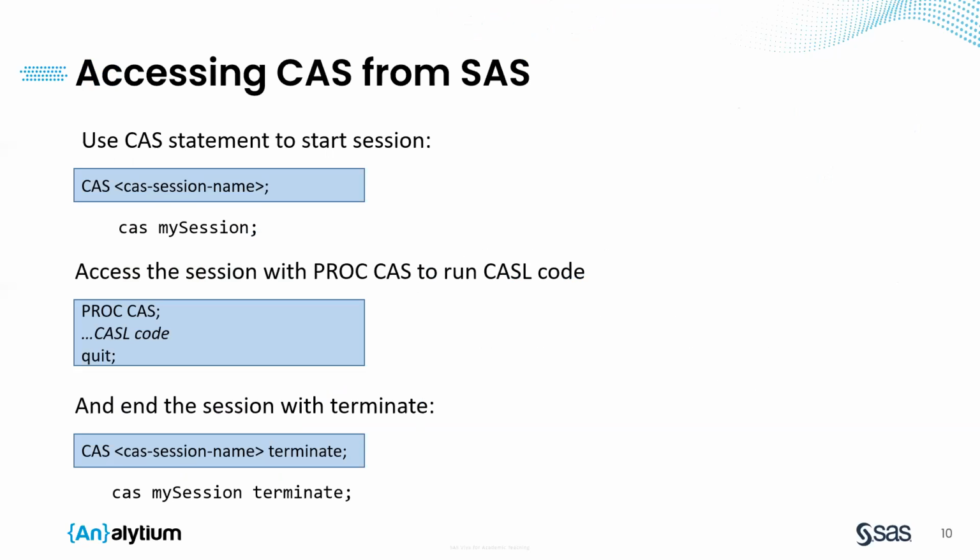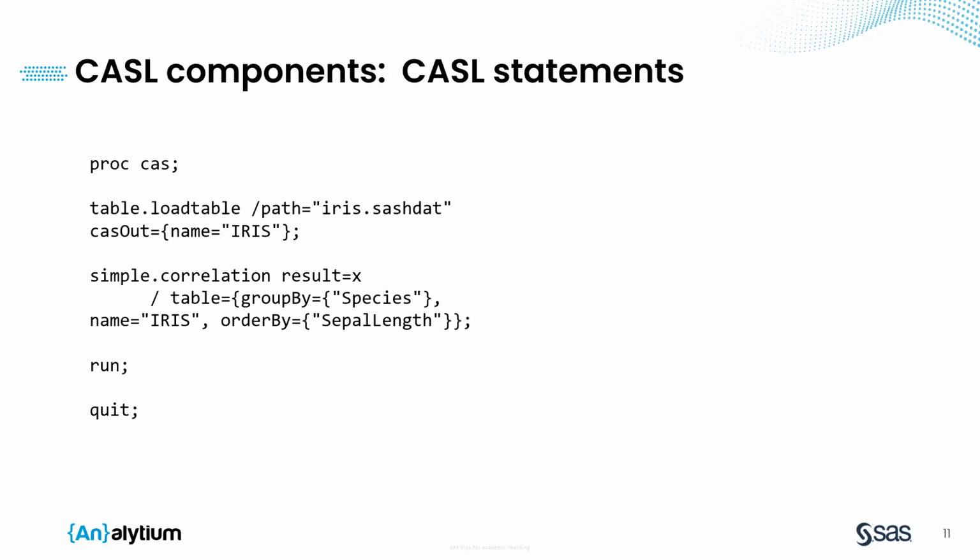To access it, you'd use a CAS statement to start your session. So a simple CAS and then a session name, and then use proc CAS to enclose your CASL code and a quit to end it, and then you end your whole session with a CAS terminate, naming the session. And this is a fairly straightforward piece of CASL code.